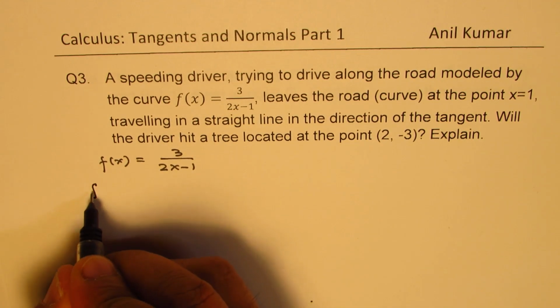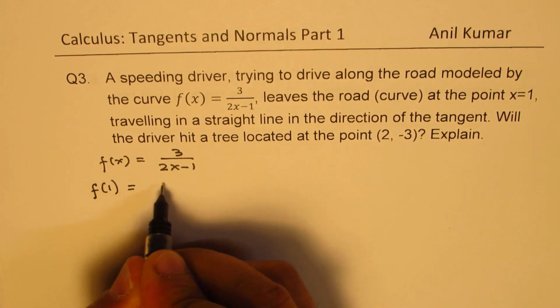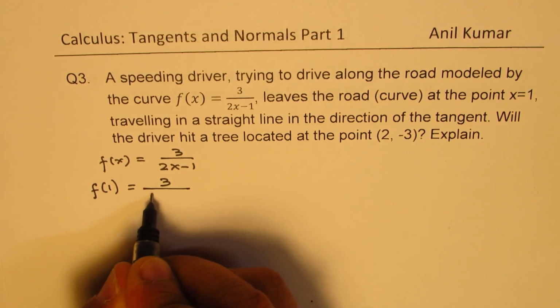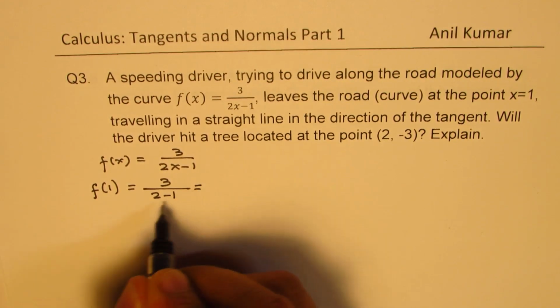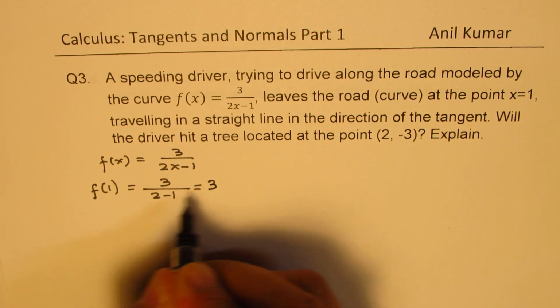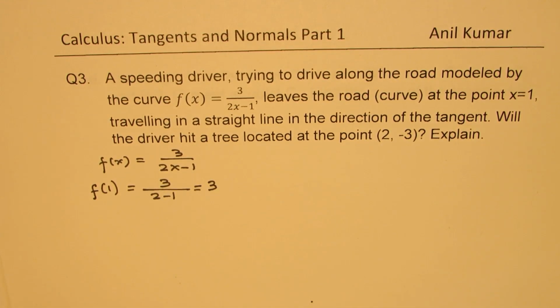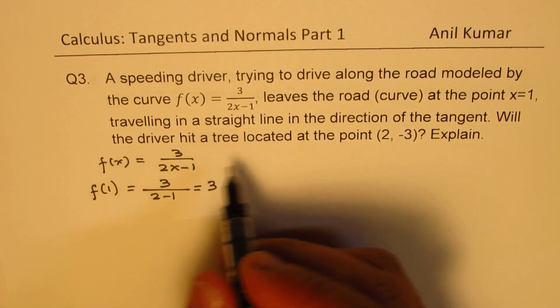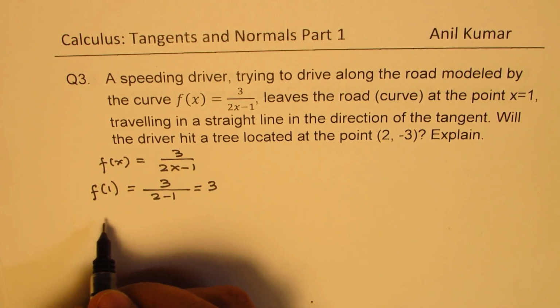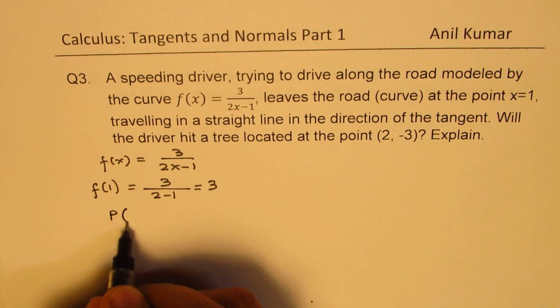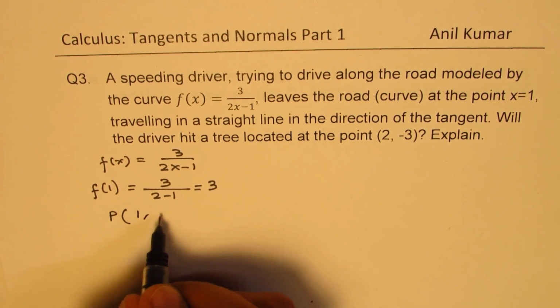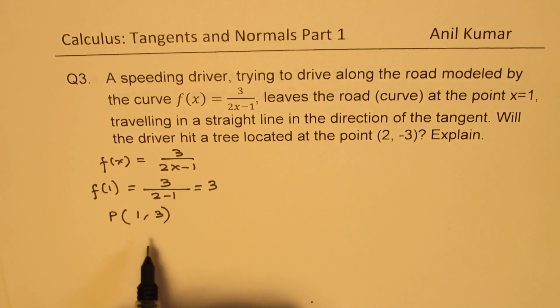Let's find the y value at 1 first, which would be 3 over 2 minus 1, or this is just 3 over 1, which is 3, right? So at 1, the value of y is 3. So in fact, he leaves the road at a point, let's call this point P, at (1, 3), right? Now we'll basically find the equation of the tangent line.